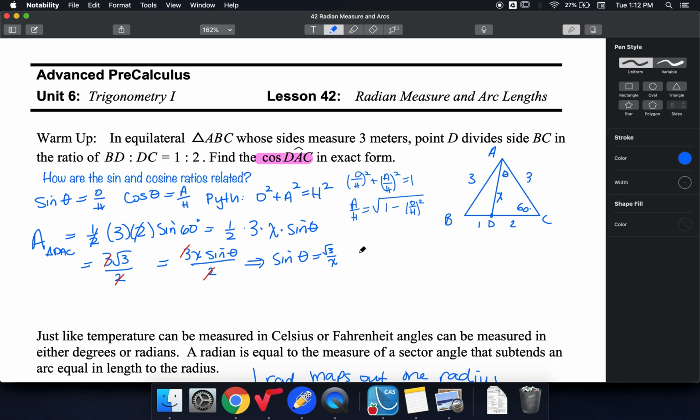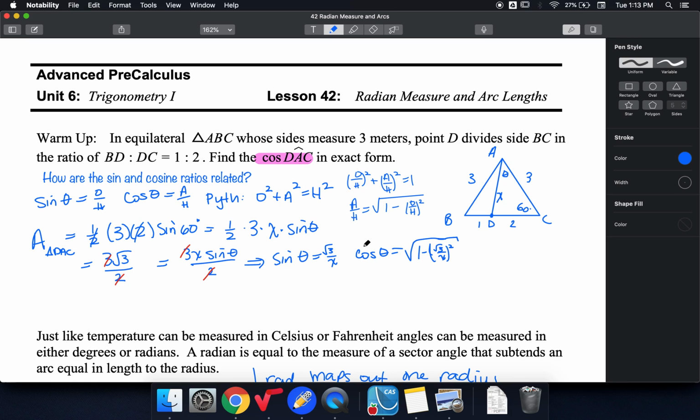Well, that of course means that cosine theta, following this rule, is going to be the square root of 1 minus root 3 over x, squared. All right, let me make this square root sign a little bit bigger because I'm square rooting all of that quantity.